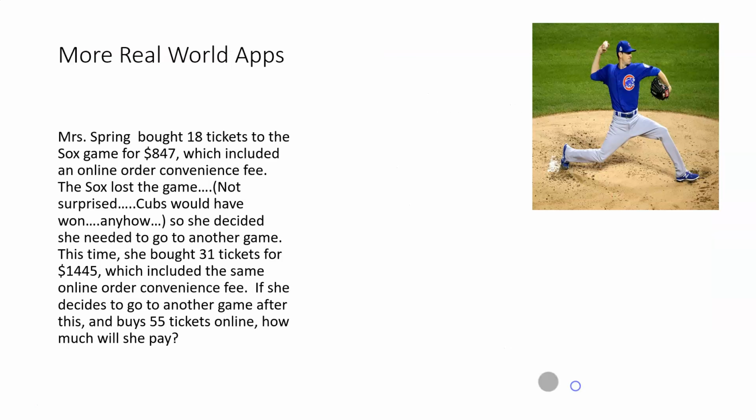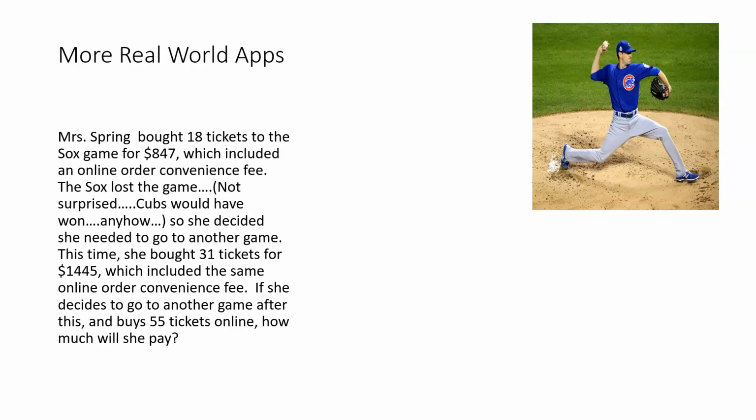It's a Cubs one. So Mrs. Spring bought 18 tickets to the Sox game for $847, which included an online order convenience fee. The Sox lost the game, not surprised, the Cubs would have won. Anyhow, so she decided she needed to go to another game. This time she bought 31 tickets for $1,445, which included the same online order convenience fee. If she decided to go another time and buy 55 tickets, how much will she pay?